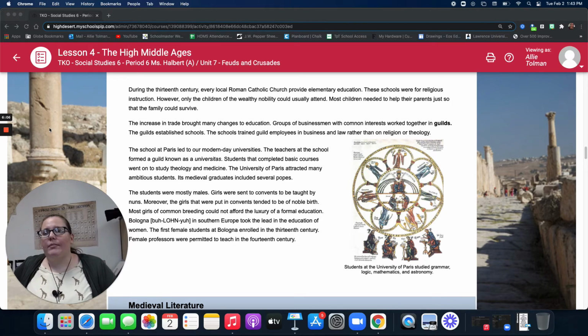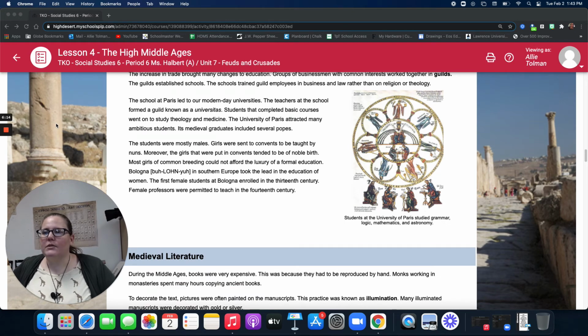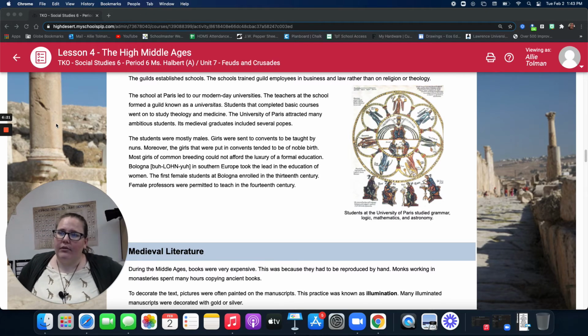The University of Paris attracted many ambitious students. Its medieval graduates included several popes. Students were mostly males. Girls were sent to convents to be taught by nuns. Moreover, the girls who were put in convents tended to be of noble birth. Most girls of common breeding could not afford the luxury of a formal education.